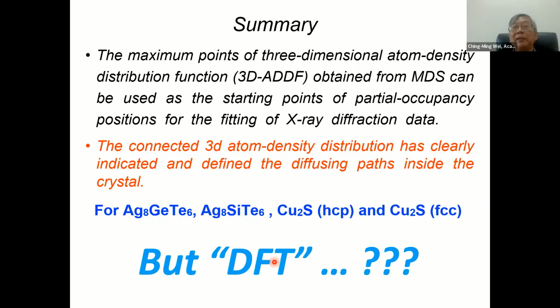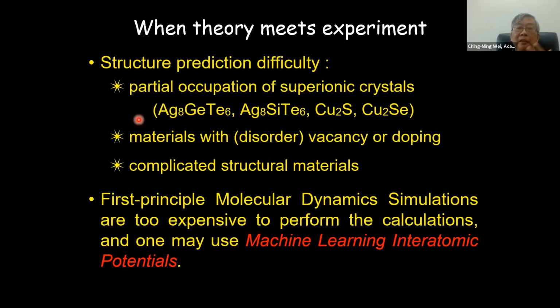And you all know that density functional theory is so expensive. That means if we would like to do density functional MD simulation, which is so expensive, the system we can handle is too small to study. For example, we have a partial occupancy or superionic system, or some kind of disordered system, or with vacancies and doping, or a complex system. First-principles molecular dynamics simulations are too expensive to perform.